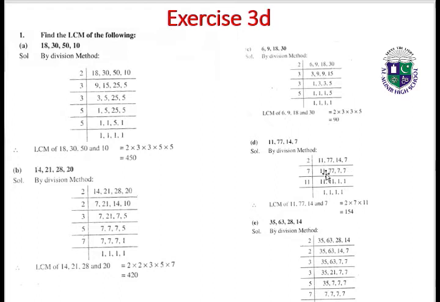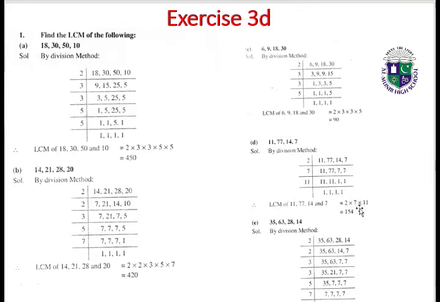2, 11 carry down, 77 carry down. 2 7s are 14, 7 carry down, 7, 11 carry down. 7 1s are 7, 7 11s are 77, 7 1s are 7, 11 1s are 11. LCM of 11, 77, 14 and 7.